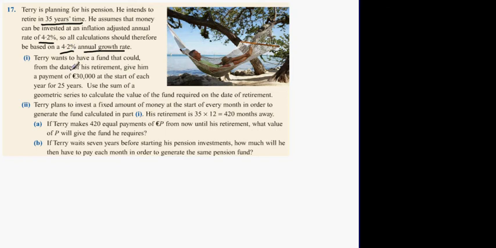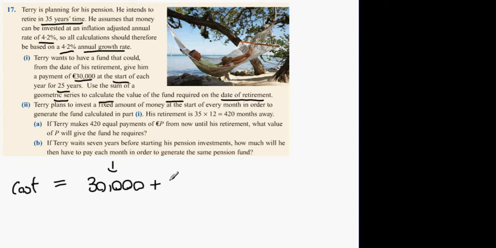Terry wants to have a fund from the date of his retirement to give him a payment of $30,000 at the start of each year, the start being the key word, for 25 years. He uses the sum of a geometric series to calculate the value of the fund required on the date of retirement. Okay, so at the start of year one, he gets 30,000. 30,000 today is still worth 30,000.